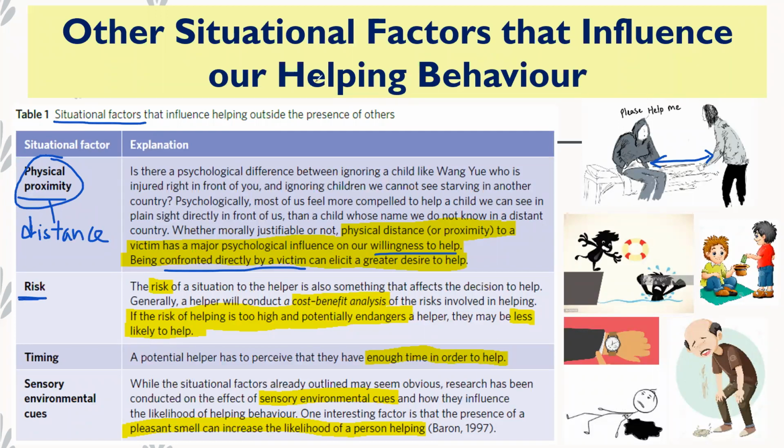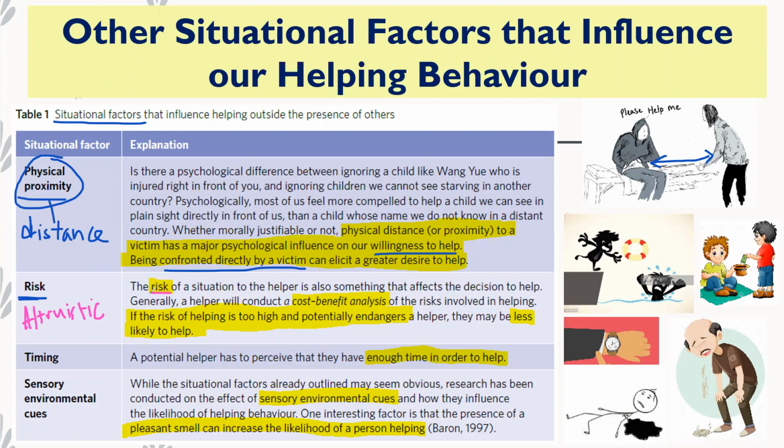Risk. Obviously, there are people in the world who are selfless. Sometimes we see them in movies, sometimes we see them in real life, who will risk their lives to help others, and we call those people altruistic people. They're people who are so selfless that they will risk their own well-being to help others or to save or rescue others. However, the majority of the population will not risk their lives to save another person. This is just the statistics.